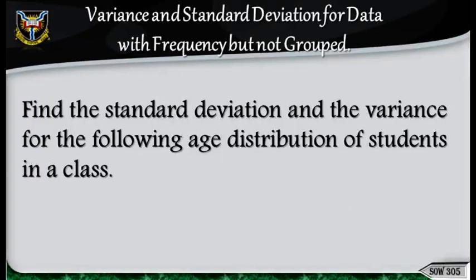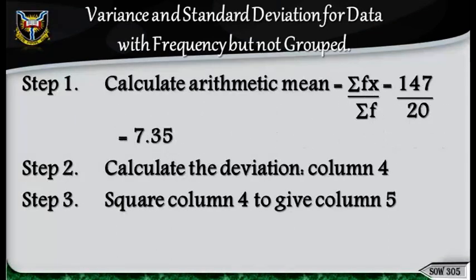2. Variance and standard deviation for data with frequency but not grouped. Find the standard deviation and the variance for the following age distribution of students in a class. Step 1. Calculate the arithmetic mean, equals sum of fx all over sum of f, is equal to 147 over 20, equals 7.35.